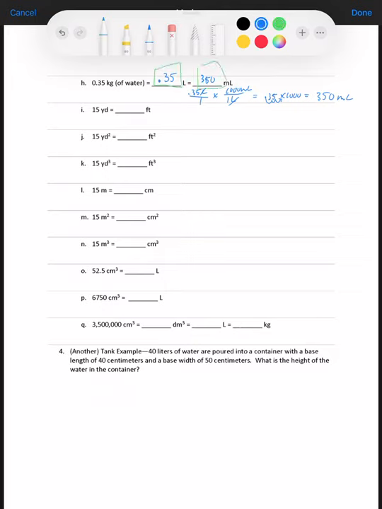15 yards equals a certain number of feet. Okay, so 15 yards over 1 times, there's 3 feet in a yard, so we'll put 1 yard for every 3 feet. And that's going to equal, yards canceling, 15 times 3, which is 45 feet.